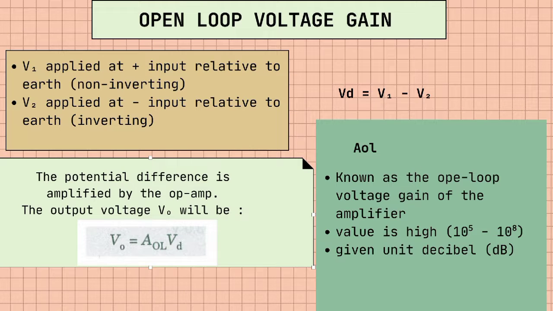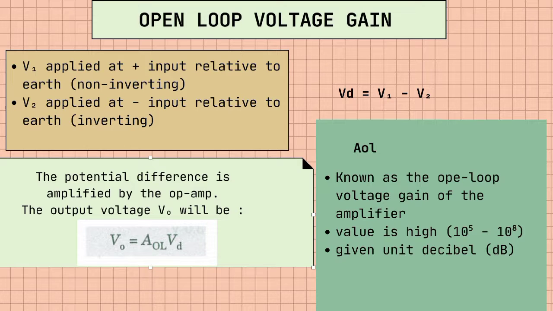Next one is open loop voltage gain. V1 applied at positive input relative to earth. V2 applied at negative input relative to earth. Non-inverting is for positive, inverting is for negative. The formula is VD equals to V1 minus V2.